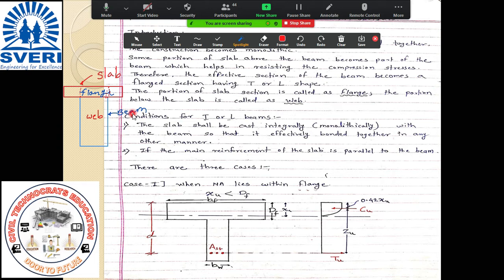the portion of the slab section is called as flange, and the portion below the slab is called as web, the portion below the slab is called as web.